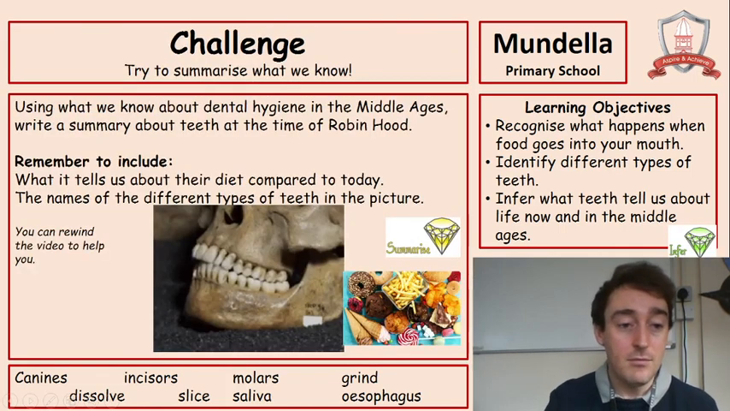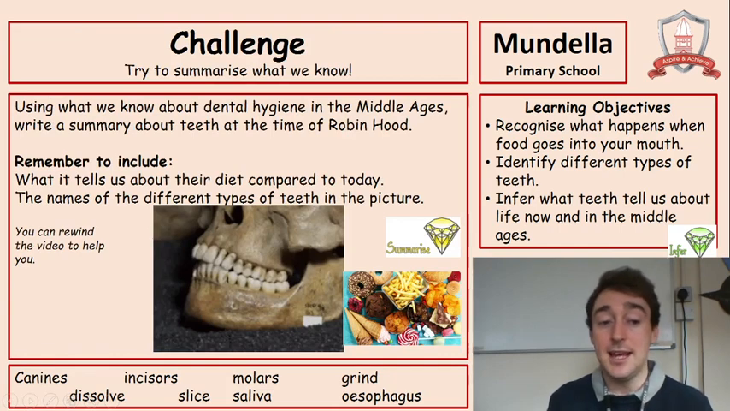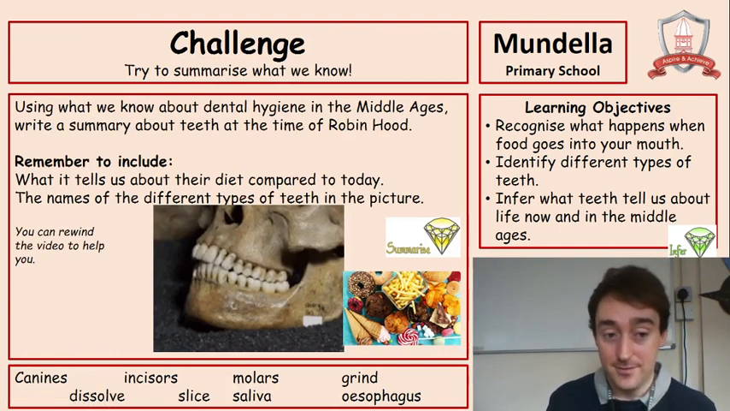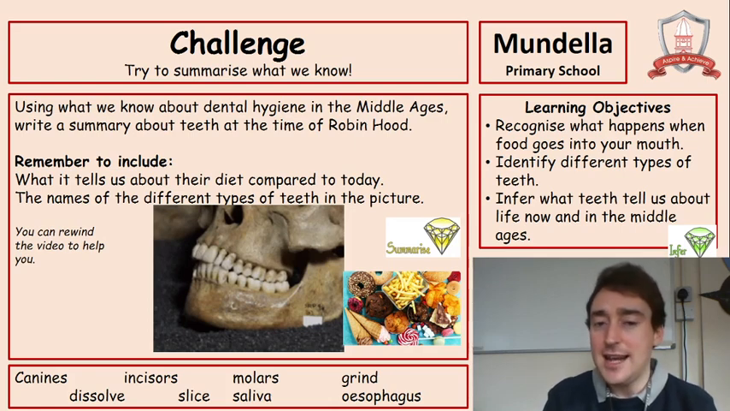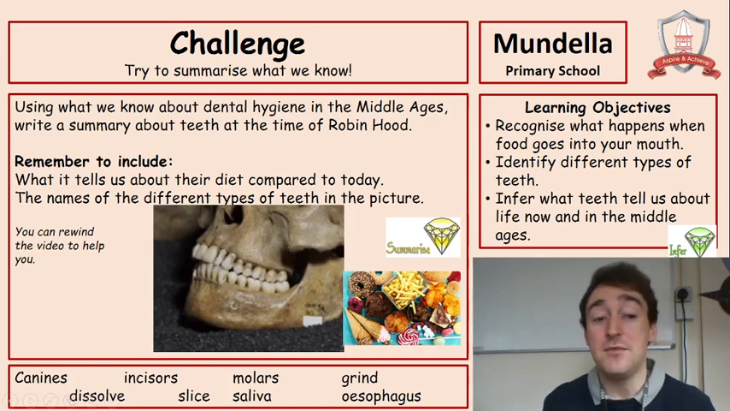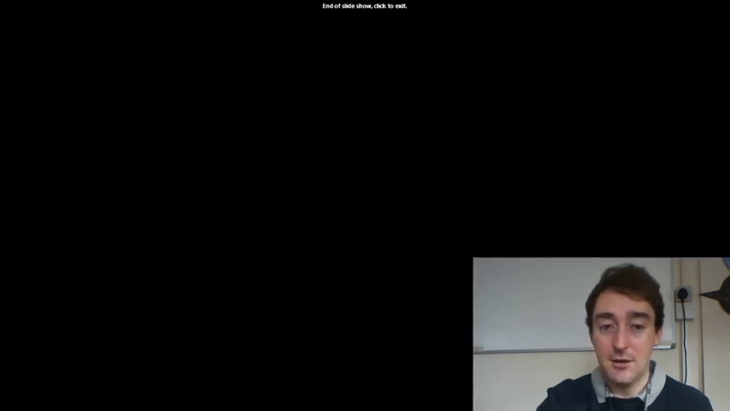Okay. So, using what we know about the dental hygiene in the Middle Ages and people's teeth, I want you to write a summary. Okay? Remember, tell us what it tells us about the diets of people back then compared to today, and also try and include the names of the different types of teeth that are shown in this picture. You can also rewind the video to help you come up with some answers too. Okay, pause that, have a go, and then we'll move on in 3, 2, 1, now.